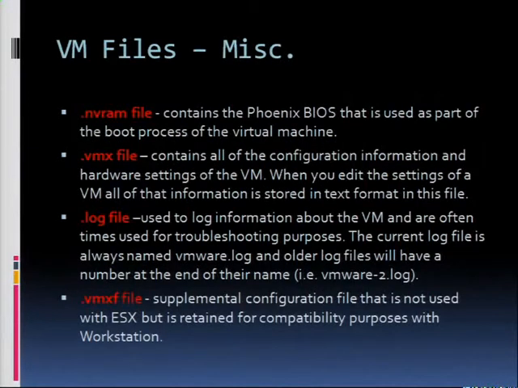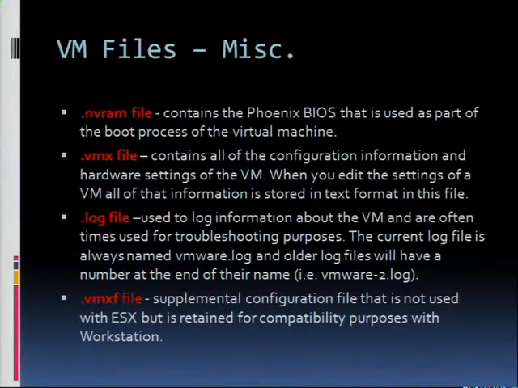Some other miscellaneous files. The NVRAM file contains the Phoenix BIOS that is used as part of the boot process of the virtual machine. It's a small little binary file. You can actually go in there and look at it and edit it. It's basically just like a traditional server that has its own BIOS, a chip inside of the server itself. This is all packaged into this small file, and it's leveraged when the VM boots up. If you delete this file, it's no big deal. It creates it on the fly again once the VM is booted again.